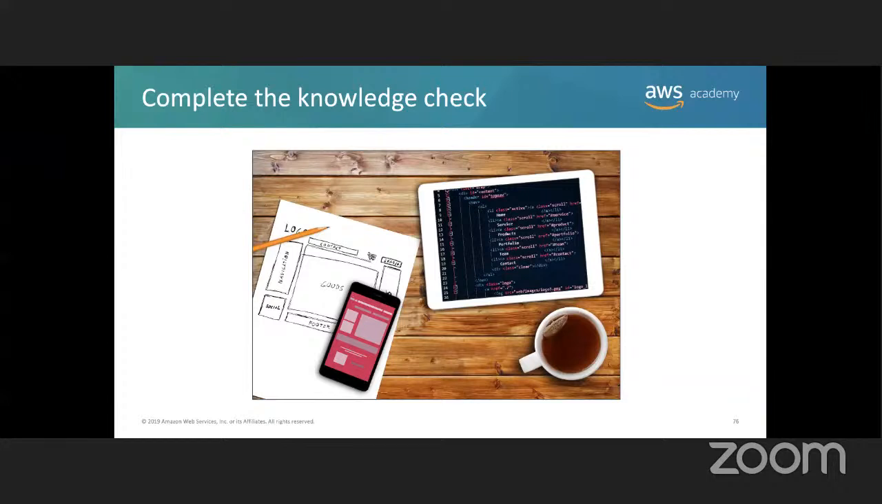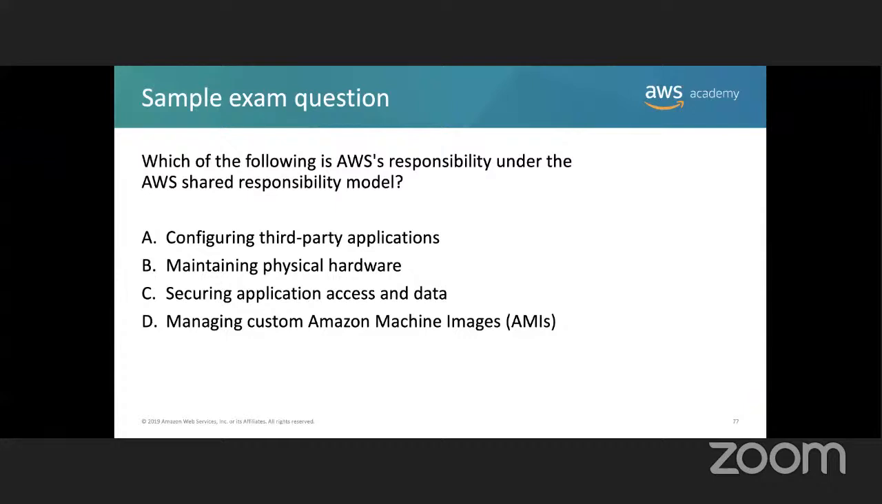We're gonna do the knowledge check as well. Guys, let's answer this question. Which of the following is AWS responsibility under the AWS shared responsibility model? Configuring third-party applications, maintaining physical hardware, securing application access data, and managing custom Amazon machine images. See, these are the keywords. B is AWS's responsibility. AWS doesn't secure the application access or data. That's the customer responsibility. So what is the answer? Physical hardware. B, yeah. So the answer is B. They will maintain the physical hardware, not you.